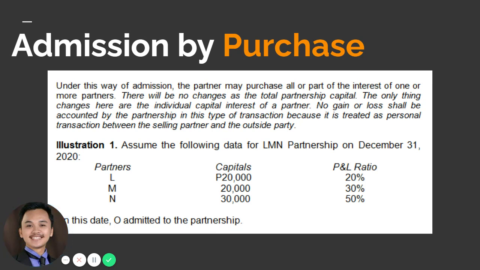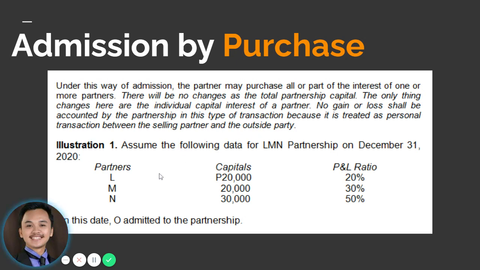So based on what I have mentioned earlier, if the process of admitting a new partner is through admission by purchase, it will be considered a third party transaction, meaning the total assets of the partnership will not change, but rather only the interest of the selling partner will change because it will be transferred to the new partner's interest in the partnership.